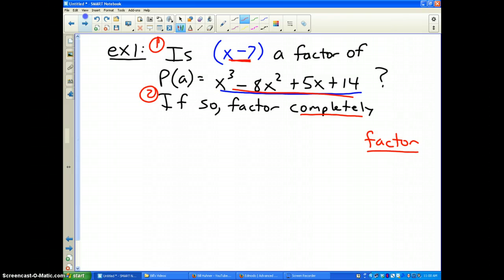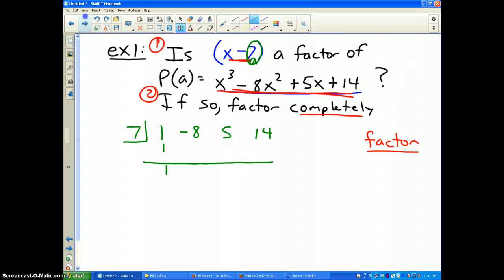Now, first thing, I inspect the polynomial. Is there a like term or anything that I can pull out? And the answer is no. So therefore, my a value is 7. So I'm going to put 7 in the little box. And then my coefficients are 1, negative 8, 5, and 14. So let's do synthetic substitution or synthetic division and see if my remainder is 0.